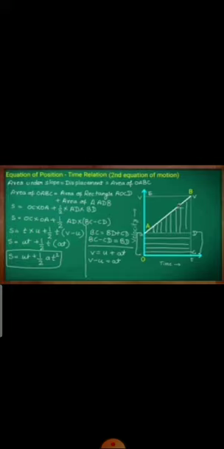So when you substitute this value, you will get s equal to, in place of OC you will write t, OA you will write u, plus half t into v minus u. So finally we get s equal to ut plus half t into v minus u. Now in this equation, v minus u is equivalent to at. So in place of v minus u, you will write at. So lastly you will get s equal to ut plus half a, and t multiplied by t will give t square, s equal to ut plus half at square. This is the second equation of motion.